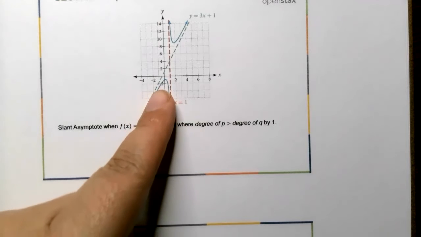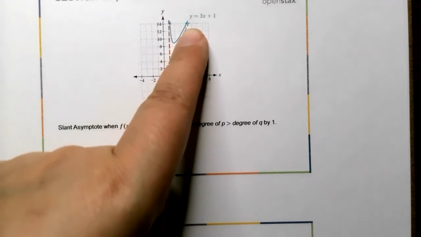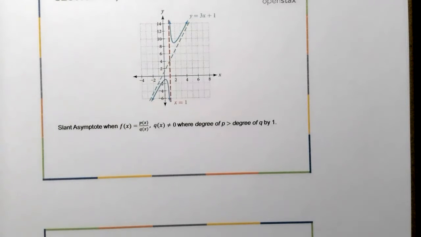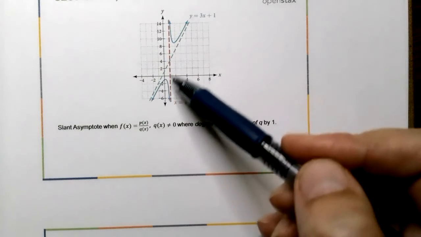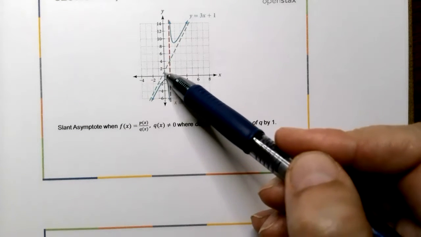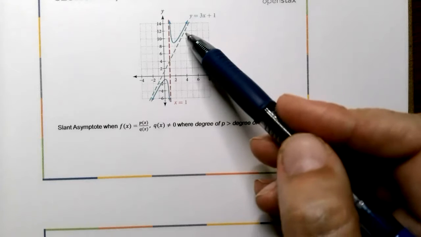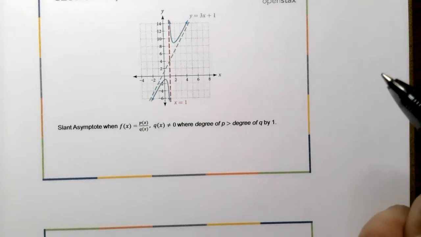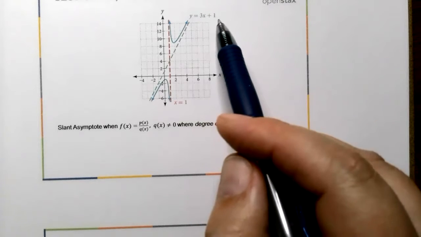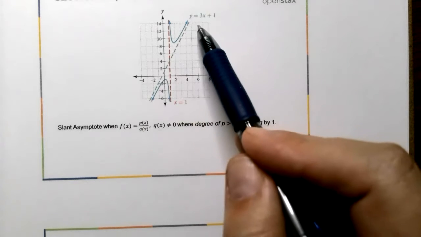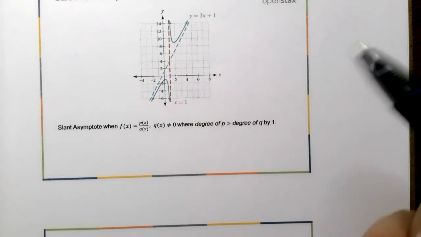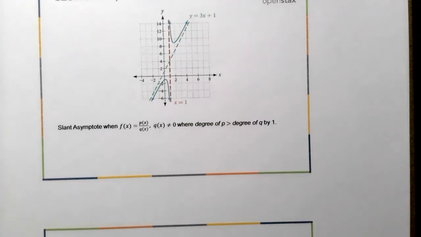Now let's take a look at how we find the equation of that slant asymptote. As you can see, in this case, it's a straight line that goes through 0, 1, and it has a certain slope, which is not 1. Actually, this is the equation of that slant asymptote, which has a slope of 3 and a y-intercept of 1. How do we find it?